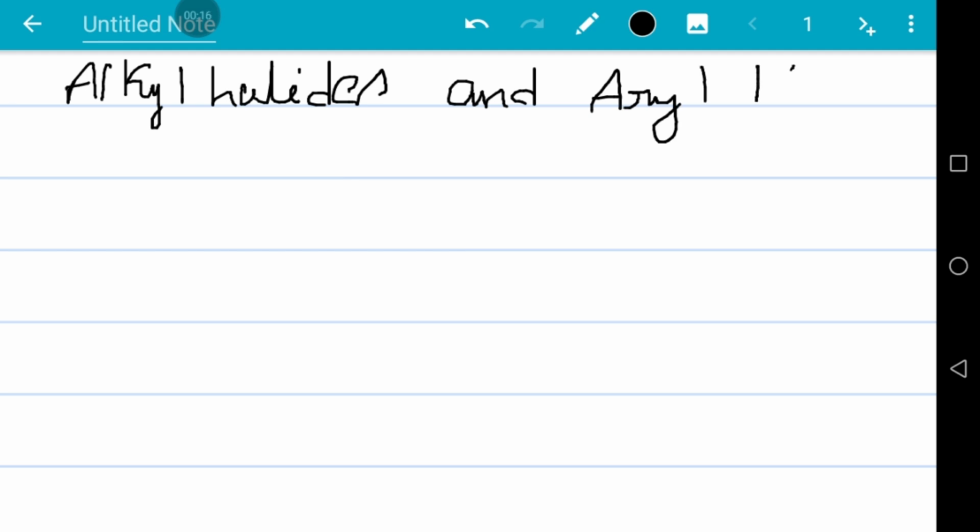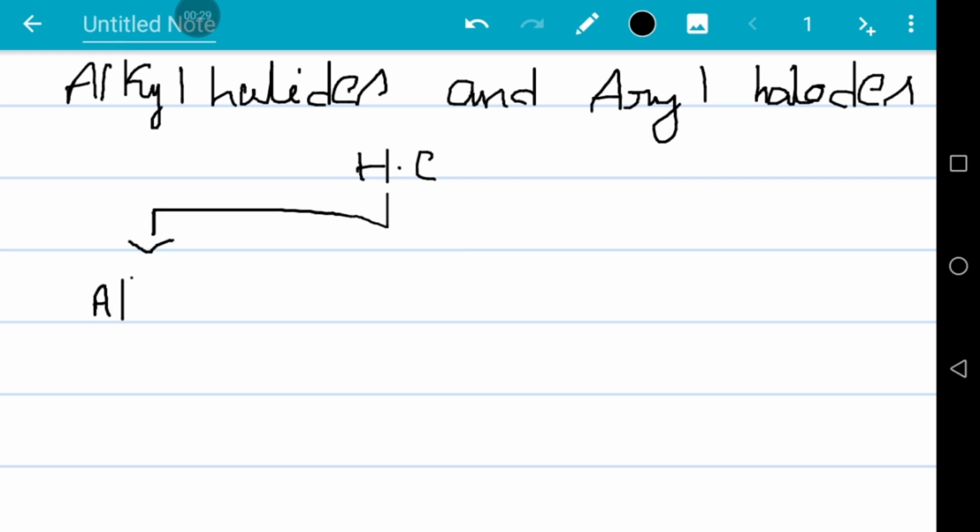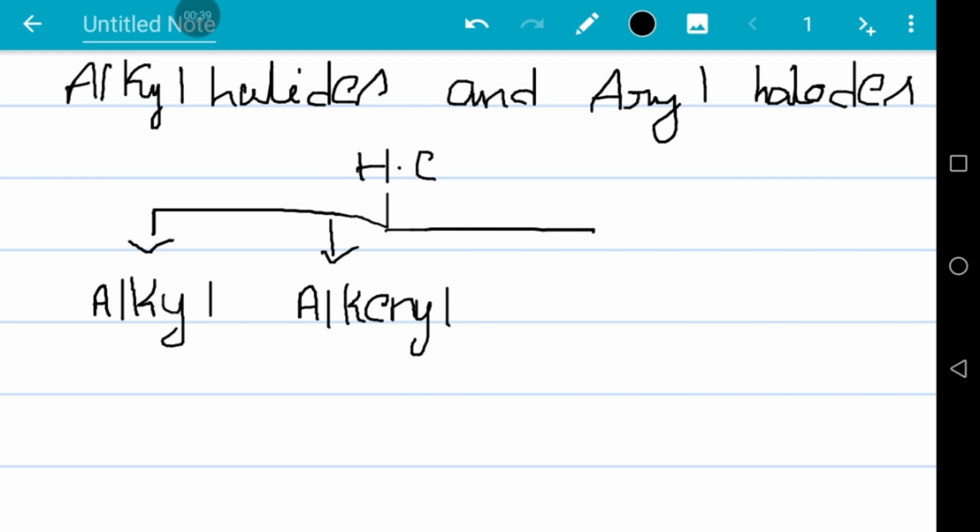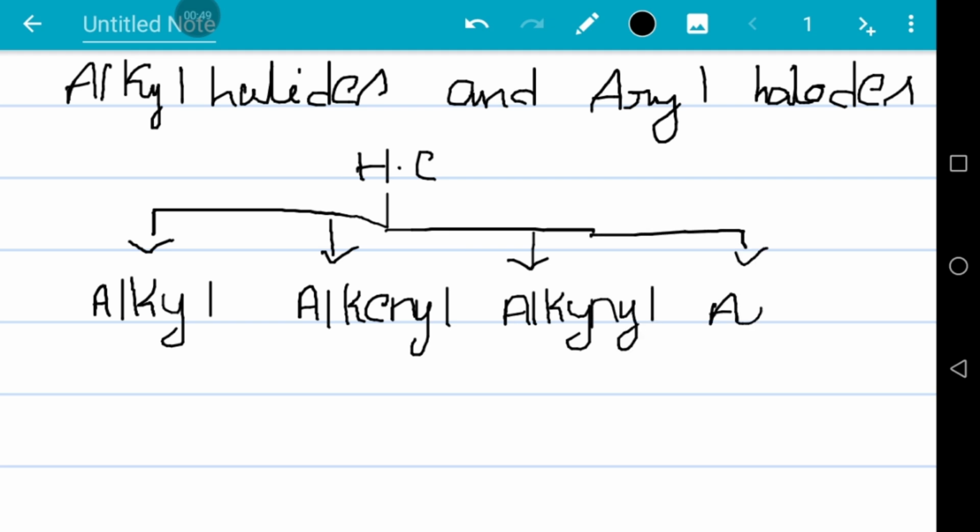So first, halogen compounds classification we have to discuss. Halogen compounds are totally classified into four types. That is the alkyl halides, second one is the alkenyl halides, third one is the alkynyl halides, and fourth one is the aryl halides. So this is the classification of halogen compounds.